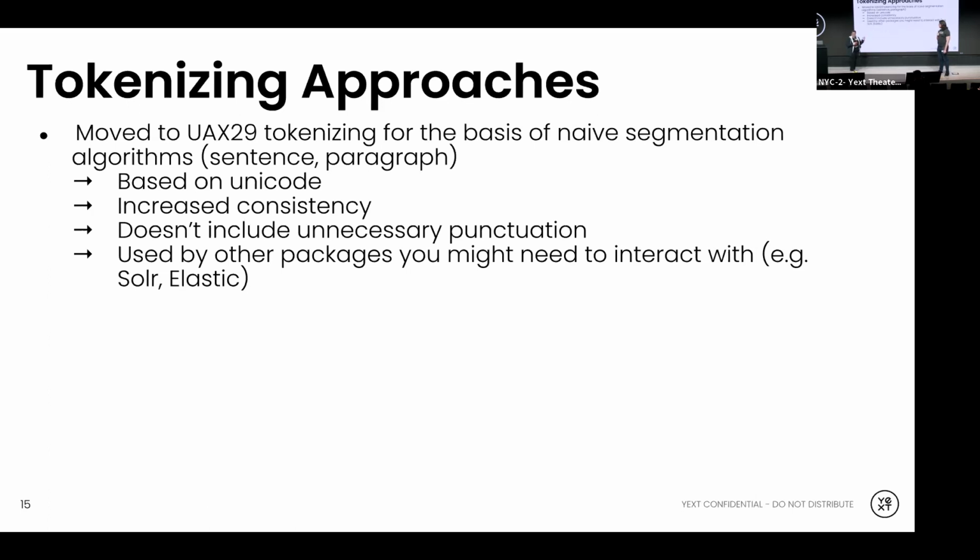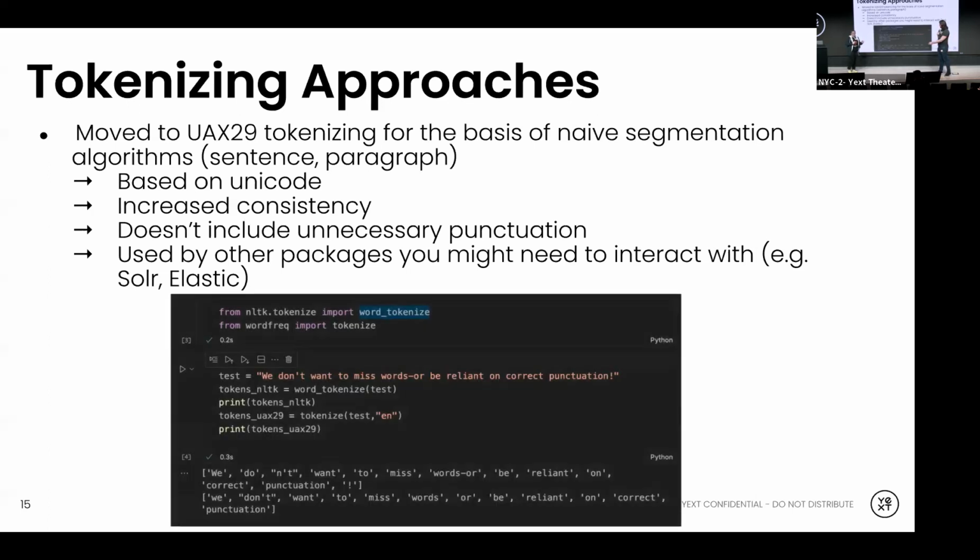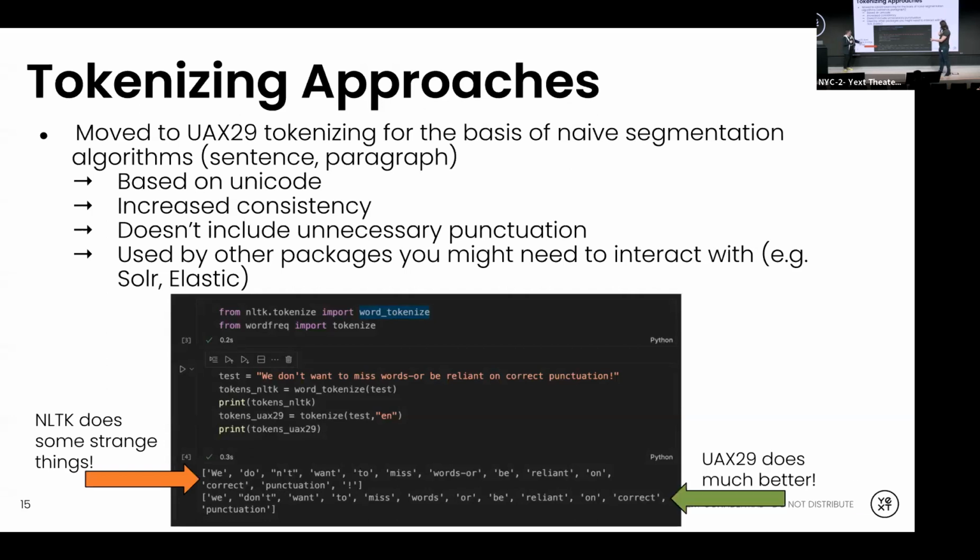So this is an example comparing NLTK and UAX29 on the same sentence. You can see we get some weird tokenization. NLTK broke up the word don't, and we didn't get that in UAX29. NLTK also gave us an exclamation point as a token, which we don't want, that's not a word. So you get increased consistency and it just does much better in a lot of things.